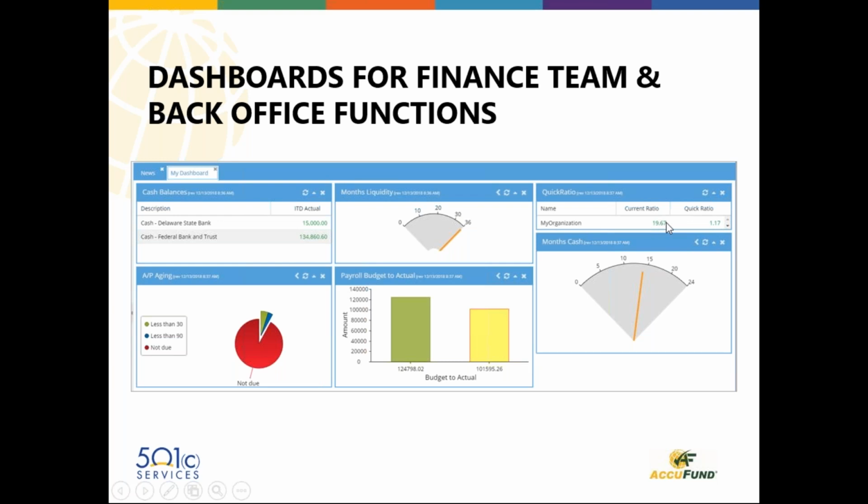What's my current ratio and quick ratio? How many months cash do I have? How's my payroll doing? So here's my budget, here's my actual, a little under budget, that's a good thing.